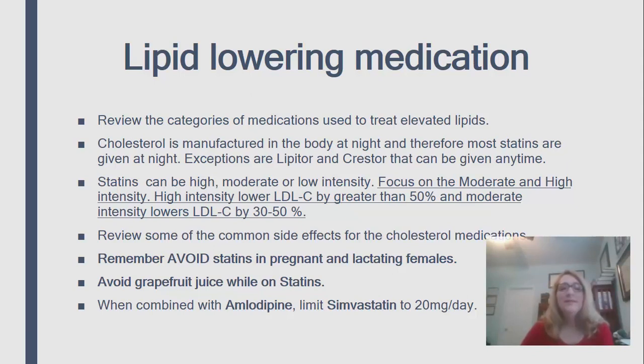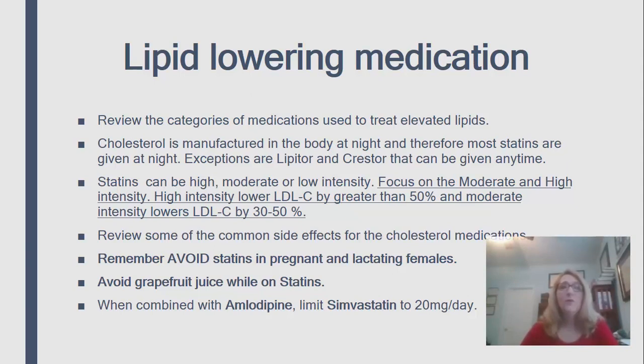Review some of the common side effects of the cholesterol medications. You want to make sure you've looked over those, and we'll go over that a little more. Remember to avoid statins in pregnant and lactating women. I can't say this enough.